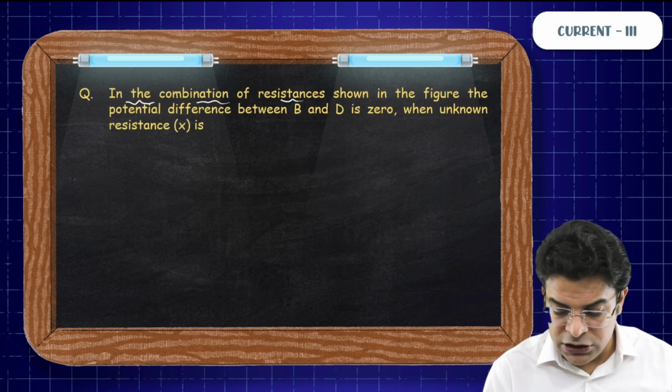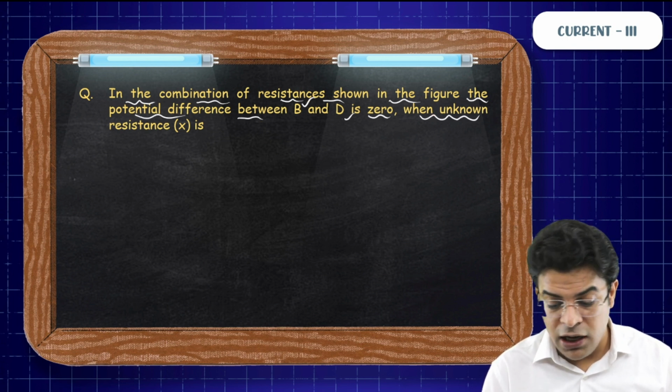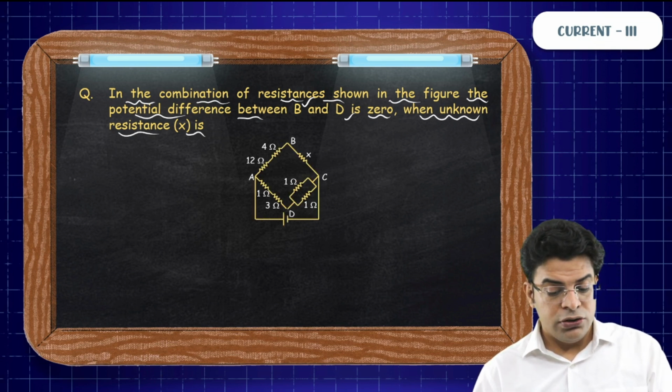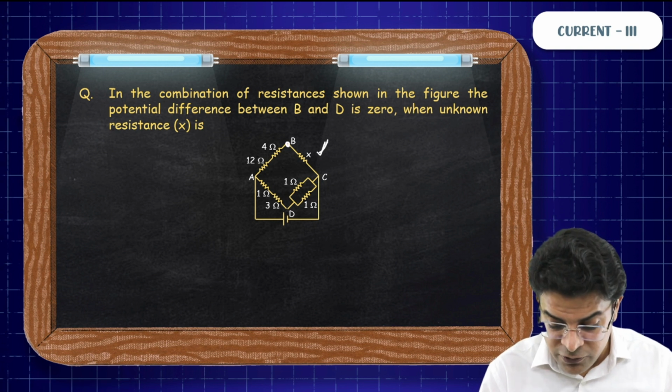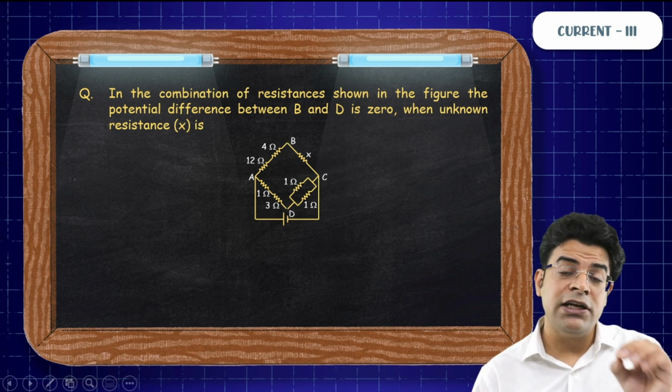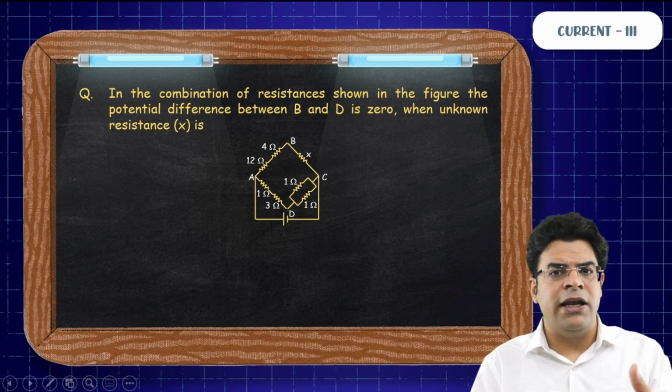In the combination of resistances shown in the figure, the potential difference between B and D is 0 when the unknown resistance X is. The question is, what is the value of X so that the potential difference between points B and D is 0? It means that the points B and D are at the same potential. So you will say, sir, it has to be a balanced Wheatstone bridge.